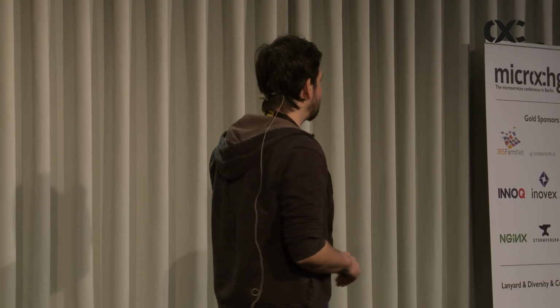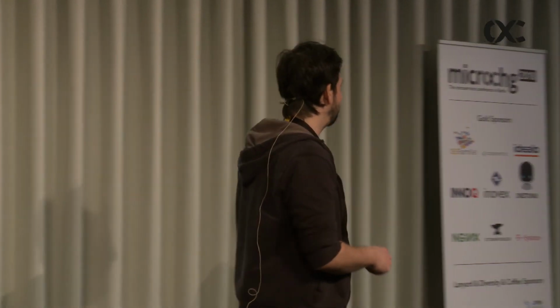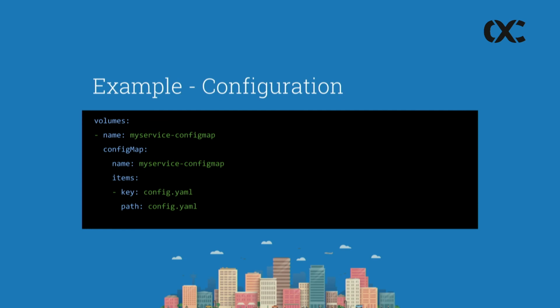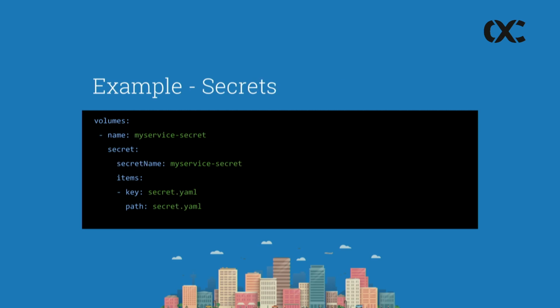It's simpler than the actual YAML, just to make it fit on a slide. So I want to have 2 containers. The strategy is rolling update. I give it a label called myservice, application myservice, and I want to run the container myservice latest. That's the deployment. If you apply that to a Kubernetes cluster, Kubernetes would take care to start 2 instances of that container image. And within that configuration, you also pick up a config map and mount it into the container as a YAML file. And the same thing you can do with secrets.